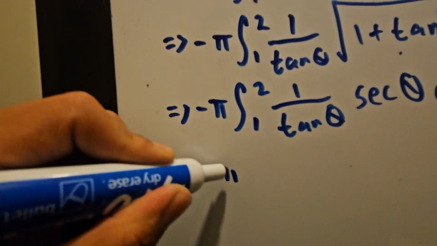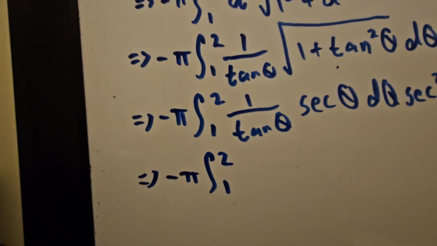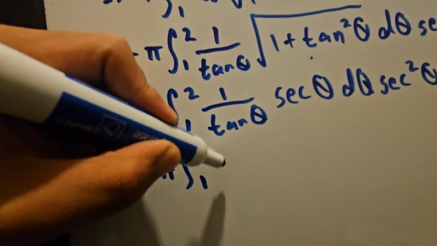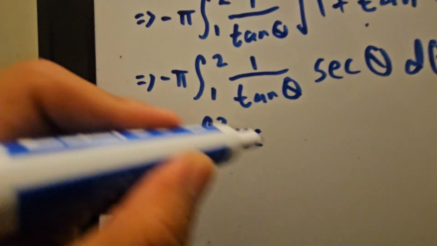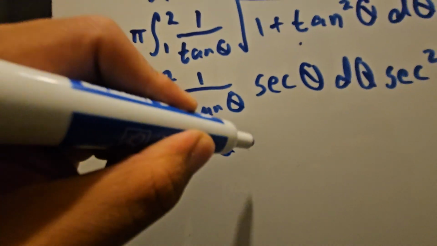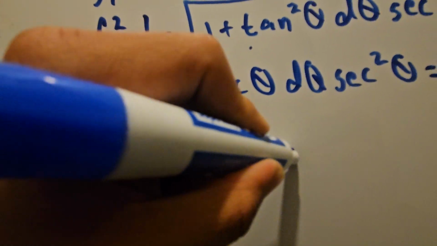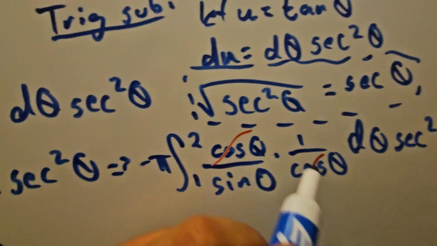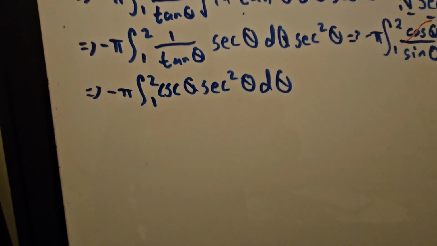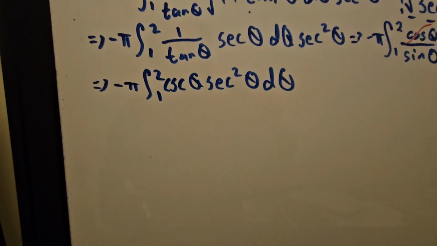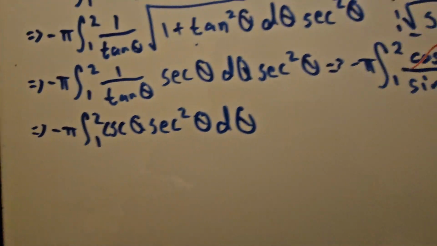Negative pi, integral from 2 to 1 of cosecant. 1 over sine is cosecant. Oops, cosecant. Yeah, cosecant theta times secant squared theta d theta, right? That's over here. So now that we have this integral, we can go ahead and rewrite the secant squared theta in terms of 1 plus tangent squared theta. So let's go ahead and do that.